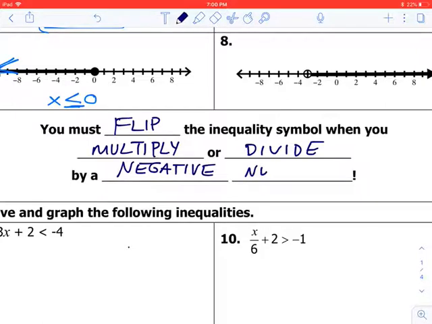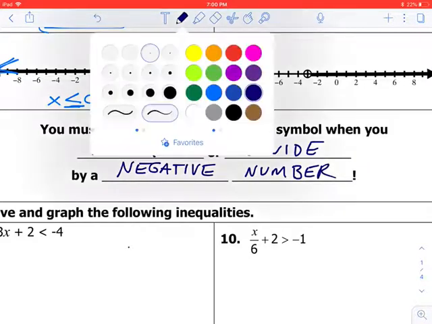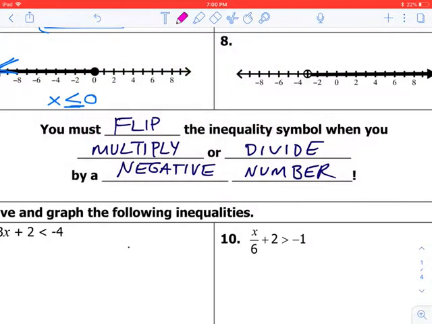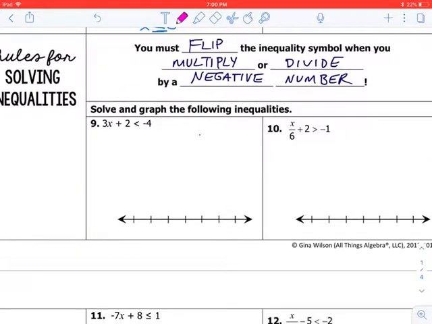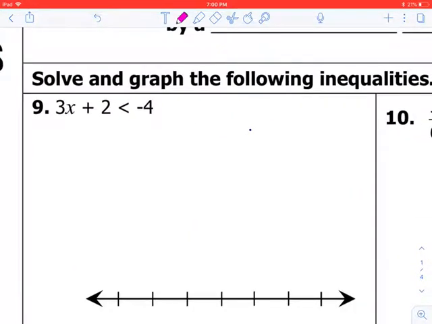Otherwise, we're just trying to get the x or y by itself, whatever the variable is. So in this case, I want to get the x by itself. What we're doing is treating this sign as an equal sign. So I'm going to get the x by itself.